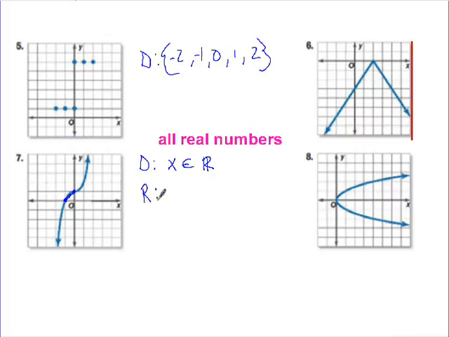And we can do the same thing with the range. If I look at this graph, it has y values that go up forever, and it has y values that go down forever. So instead of saying x is an element of the real numbers, if I'm talking about range, I'm talking about y values. So I would say that y is an element of the real numbers.